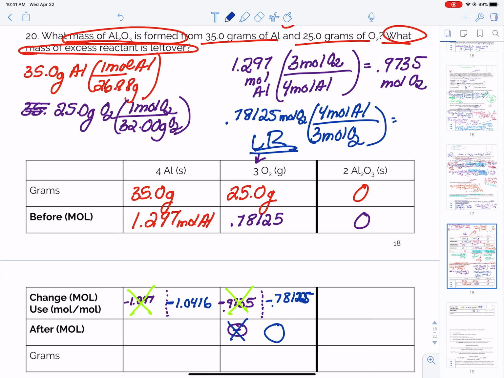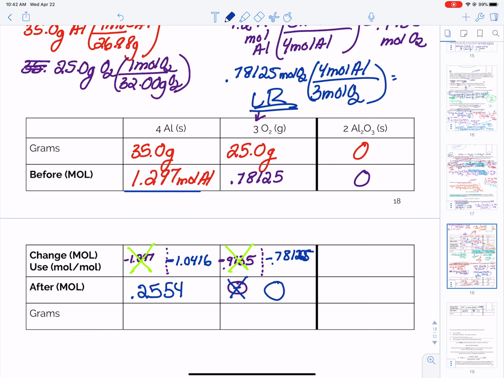Now, can I do that? Can I take 1.297 and subtract 1.04? Yeah, that does not come out to be a negative number. That comes out to be 0.2554. This is how many moles of aluminum would be left over or in excess, because now the oxygen is my limiting reactant. How much aluminum oxide am I going to make?